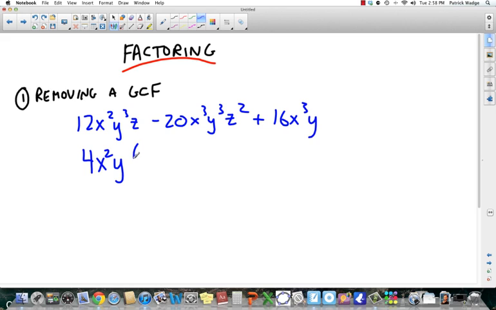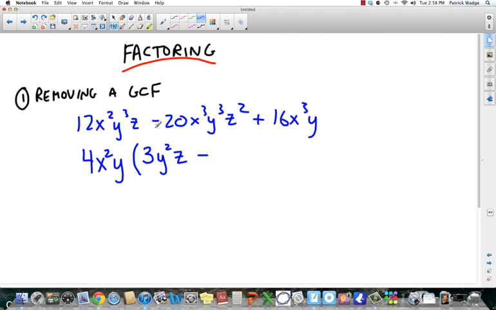Okay, now what we do is we open up the bracket and we ask ourselves, what do we need to multiply 4x squared y by to get each of these terms? So what do you multiply 4 by to get 12? 3. What do you multiply x squared by to get x squared? Well, by 1, so you don't need to write it down. You already have enough x squared. What do you multiply y by to get y cubed? Y squared. Another way to think of it is, if we have 1y here, how many more do we need to get the 3? We need 2 more. And we also need 1z. Okay, there's the first one.